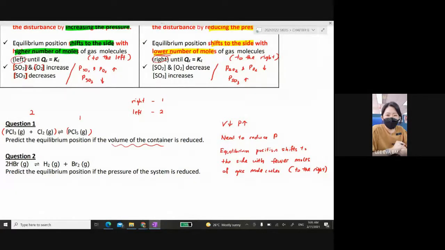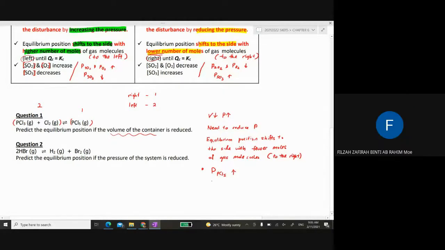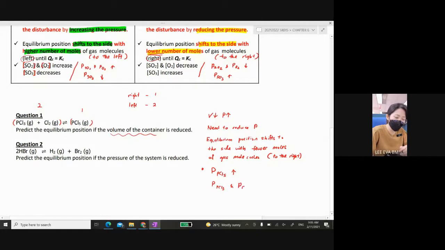So the effect, you can choose whether you want to write it or not, if the question didn't mention. So if you want, we can add 1 more point over here. Let's just see partial pressure lah. Partial pressure of the product PCl5, is it increasing or decreasing? After equilibrium shifts to the right, what happens to the pressure? PCl5 increases. So partial pressure increases. PCl3 and Cl2 will decrease. Very good.